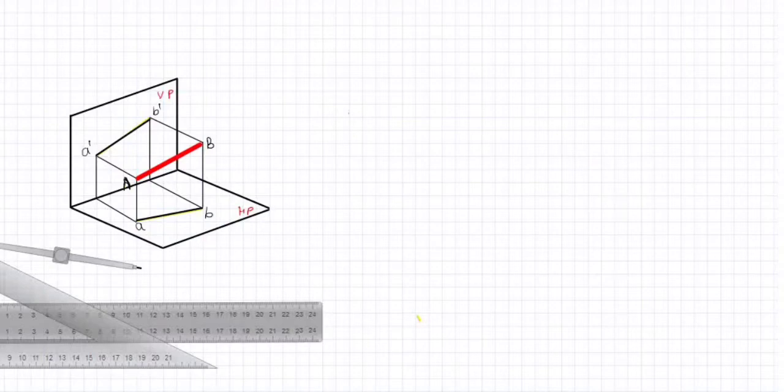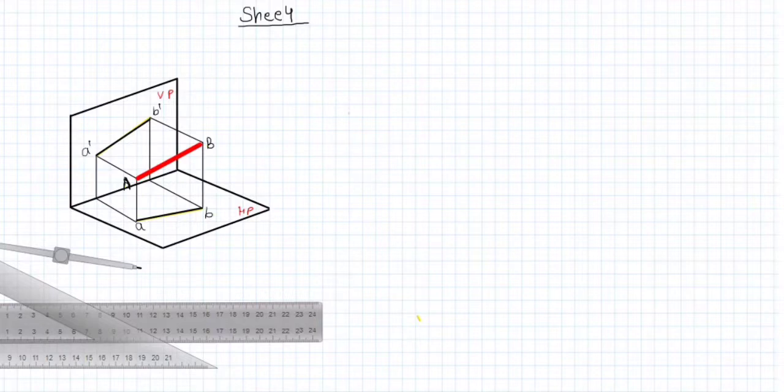So we will discuss the concepts which will be used in sheet 4, and that is about the projection of lines. In this particular case we have a line AB. This line is inclined to both the planes, that is to VP as well as to the HP.